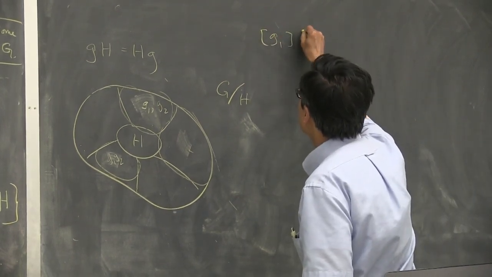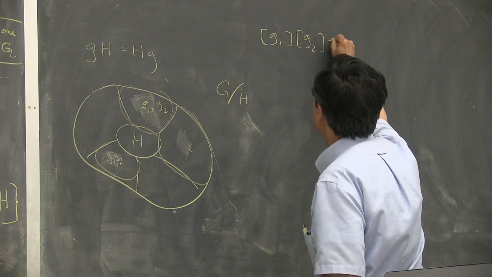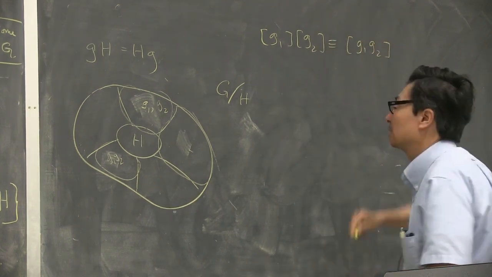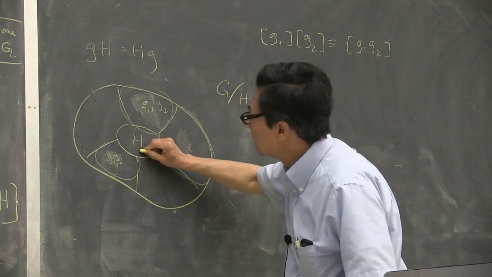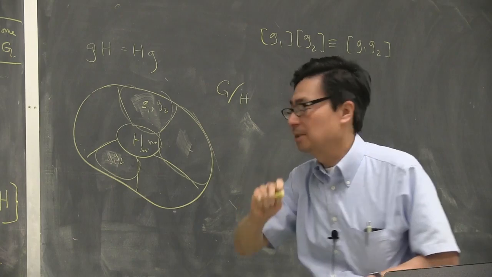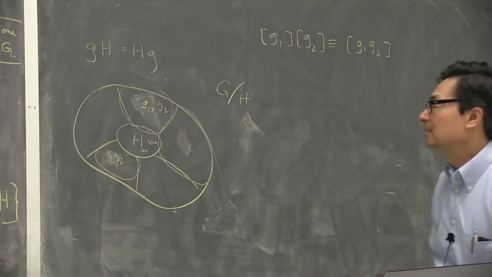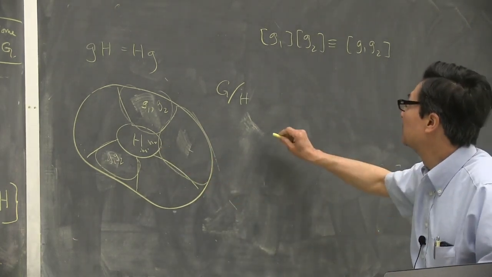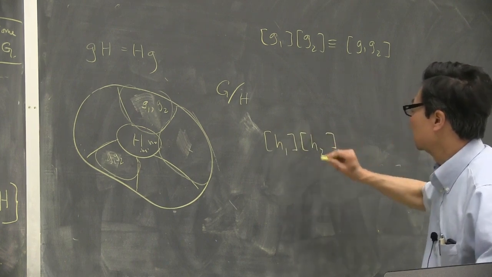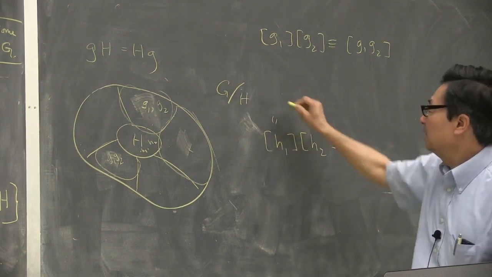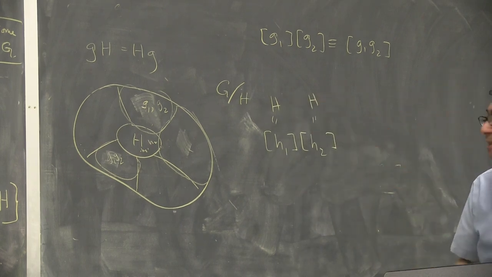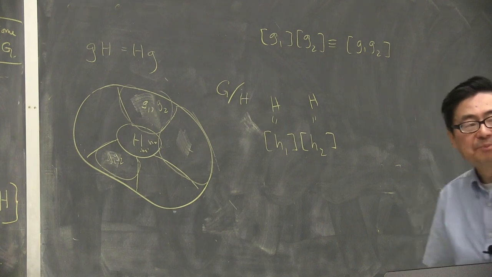G1, let me write down the definition first. G1 times G2 is defined to be the bracket [G1G2]. Let me take two elements h1 and h2 within the normal subgroup itself. Because this is a subgroup, let's see what I get by h1h2. Now, of course, this is H and this is H, because they both sit inside the normal subgroup.